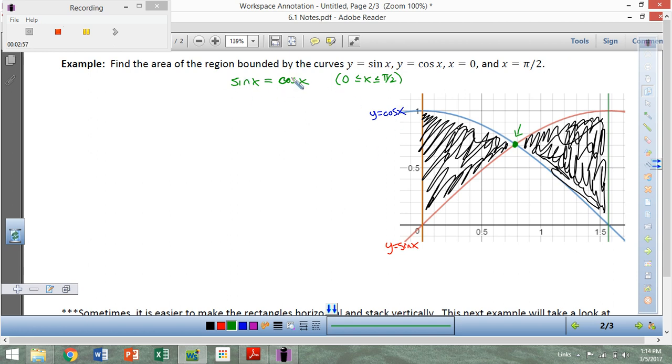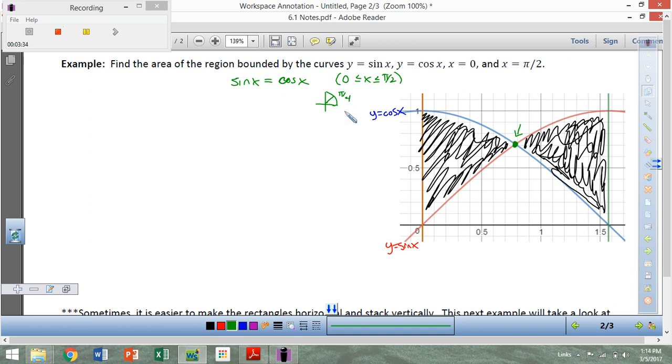And so I would go about solving this. I could do it algebraically, or I could solve this just by thinking about what it's asking and using the unit circle. So I'm just trying to figure out when does sine x equal cosine x between 0 and pi over 2. If I'm thinking about the unit circle, 0 to pi over 2 is just this first quadrant, this first region here, and when is my sine value equal to my cosine value there? That happens at pi over 4.